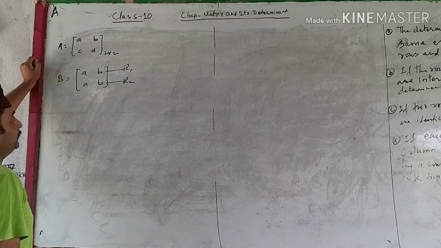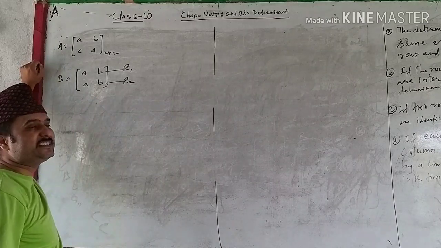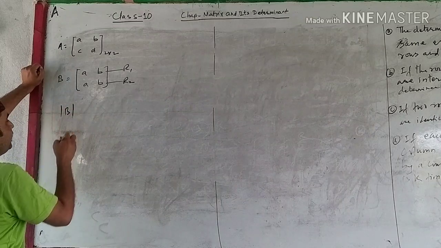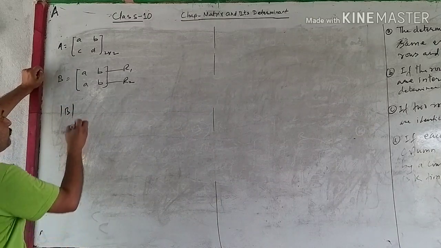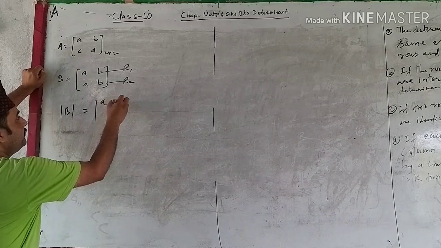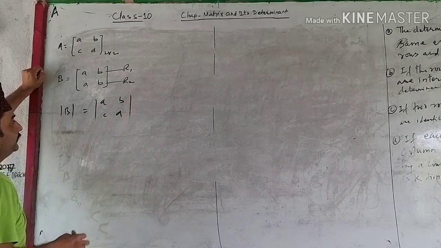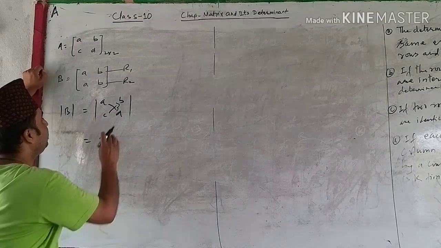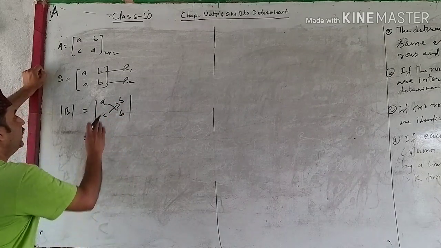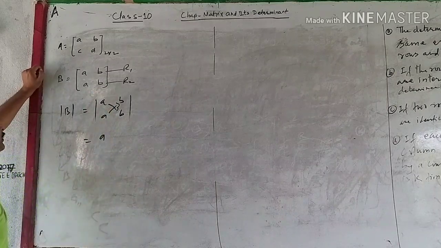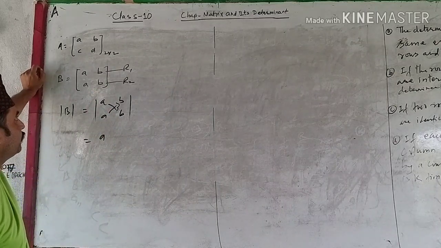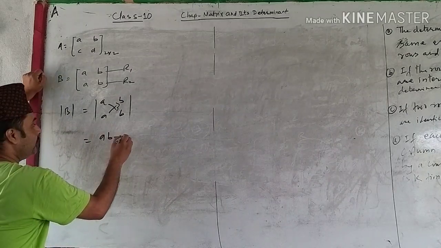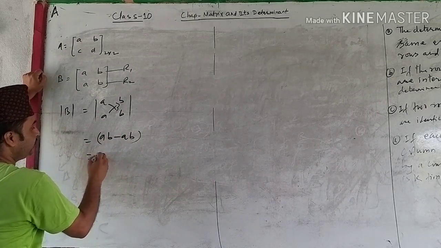So what will happen to its determinant? If I find the determinant of matrix B, then what will we get here? Let's find it: A, B, A, B. Then cross multiply: A times B, and this is also B and this is also A, because the elements are identical. Rows elements are identical or same. So AB minus AB. So the final result is 0.